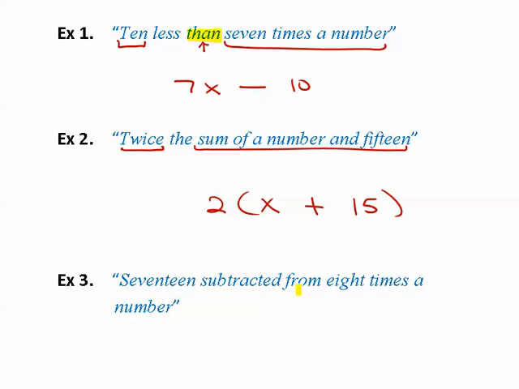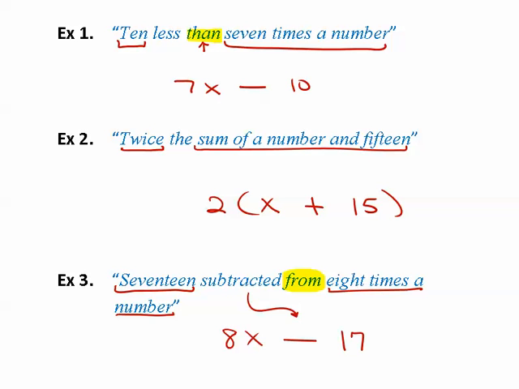In number 3, 17 subtracted from 8 times a number. Another important indicator word here is the word from. From is like than in that it changes the order of the terms. So we're looking at the word 17 as being subtracted from 8 times a number. So subtraction, obviously, is a minus. We read 17 first, but because of the word from, we have to move it to the end. And it's subtracted from 8 times a number. So 8 times a number is simply 8x. So the verbal expression, 17 subtracted from 8 times a number, is equivalent to the algebraic expression 8x minus 17.